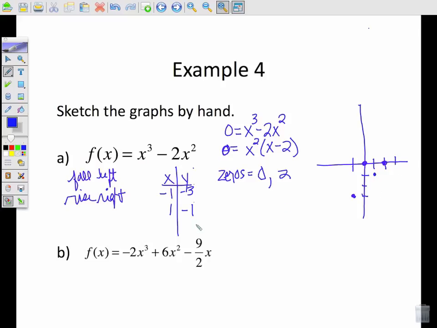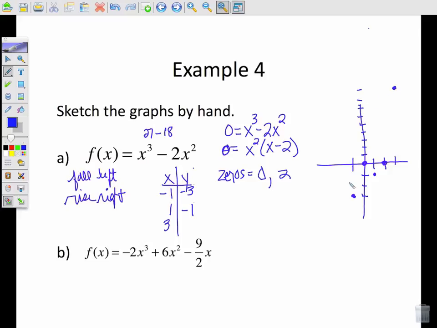And I suppose what we can do is find one more. Let's find out what happens if we put 3 in. 3 to the third is 27 minus 2 times 3 squared, 2 times 9, which is 18. So we are getting 9 for that. So about right in there. All right, there's our zeros.